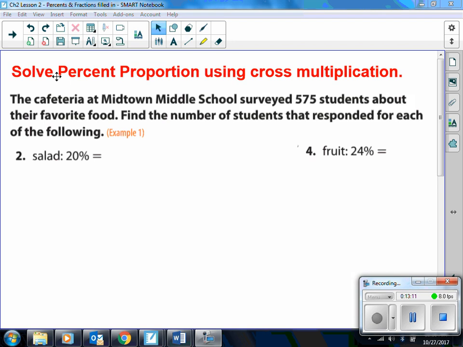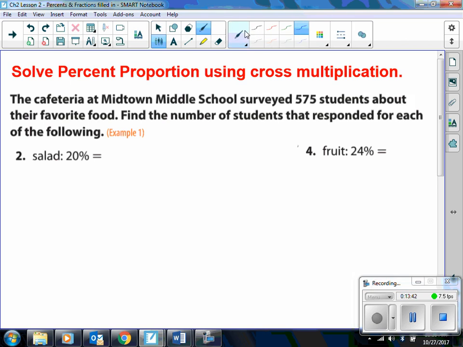And so now I'm going to teach you a little extra thing here. We're going to learn how to solve the percent proportion using cross multiplication. So here, the cafeteria at Middletown Middle School surveyed 575 students about their favorite food. Find the number of students that responded for each of the following. So here, 20% of the 575 students said they like salad best.